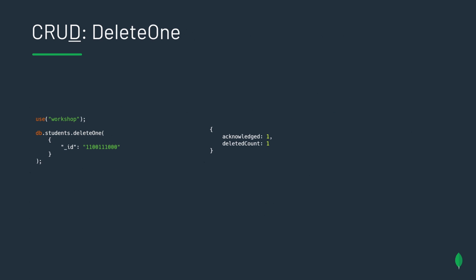DeleteOne pretty much follows the same trend here. I'm choosing to delete based on the ID. It could be any field within the document.